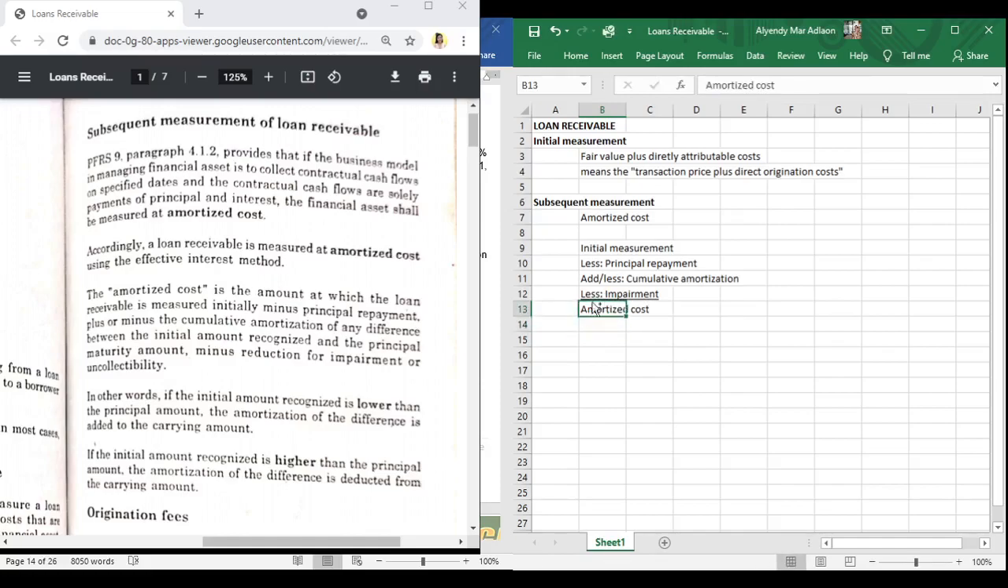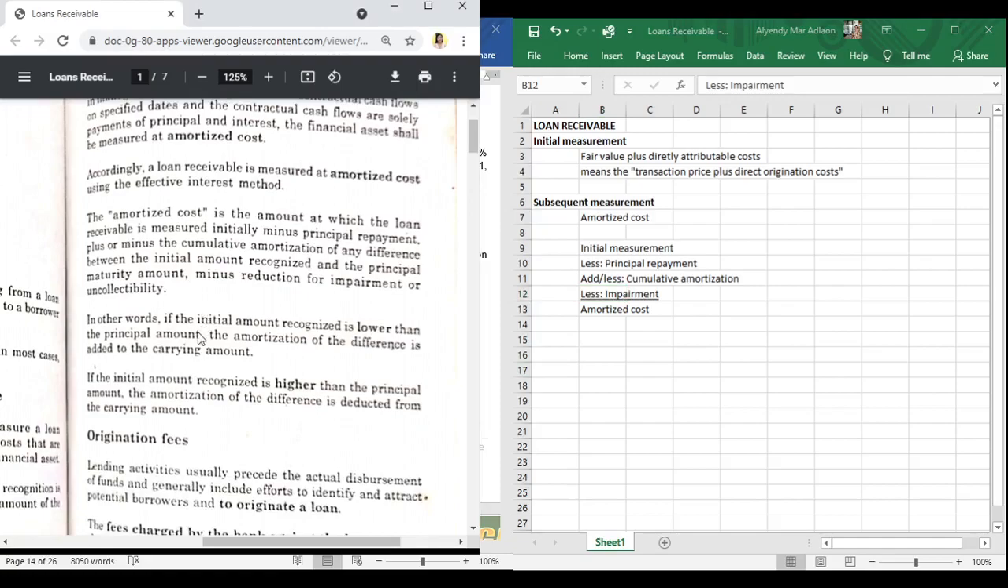So, how are we going to determine these? The initial measurement would now be determined, and the principal repayment. Now, how about the cumulative amortization? Here is another formula which would mean the same, but this formula is specific to loans receivable. The general one applies to all receivables, but what I will present now would be the specific one.